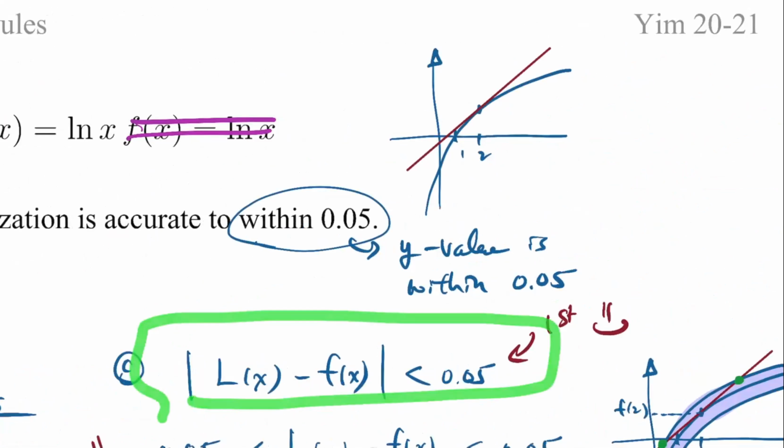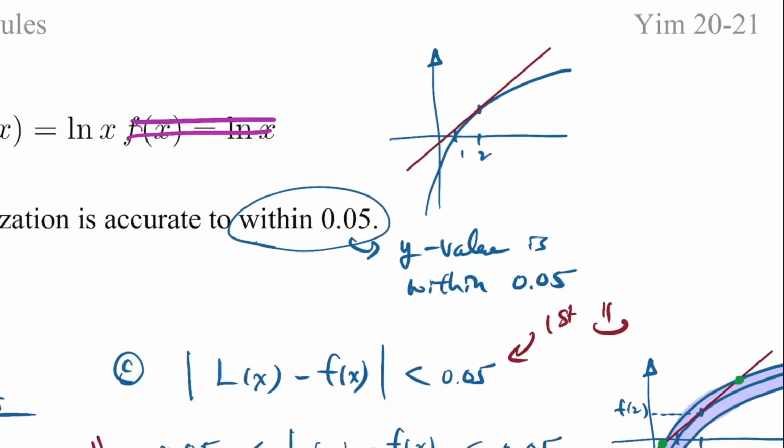The difference between the linearization, capital L of x, minus f of x, absolute value, has to be less than or equal to 0.05. Okay, I'd prefer that to be the first step for C. I'll give you a big smiley face if you do that. Okay, so what does that really mean?